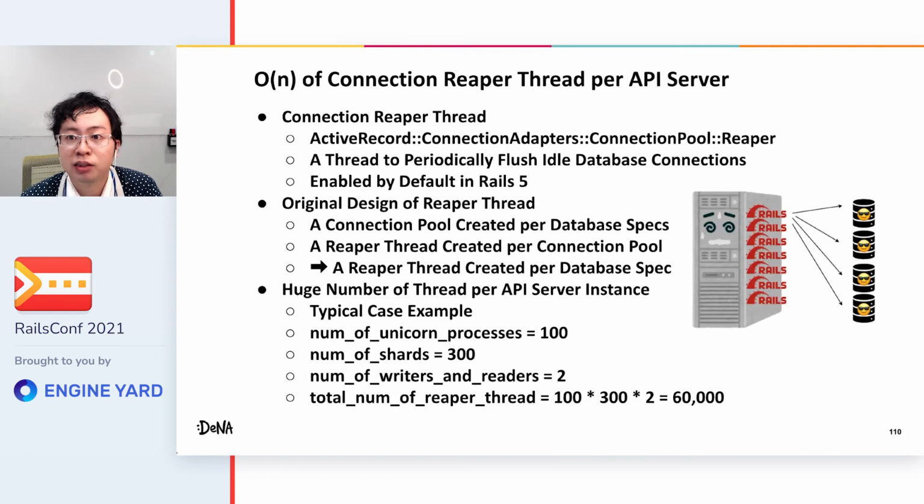The next pitfall is the connection reaper thread per API server. The connection reaper thread is a thread to periodically flush idle database connections. This was enabled by default in Rails 5. The original design of the reaper thread led to a reaper thread created per database spec. So let's do the math here again. The number of Unicorn processes is 100 and the number of shards is 300, and the number of writers and readers is 2. Then we can yield 60,000 total reaper threads here.